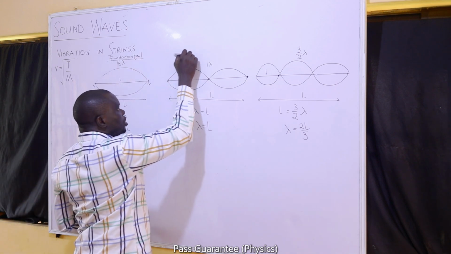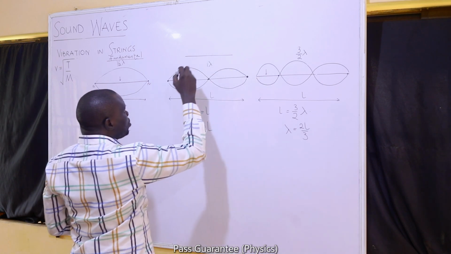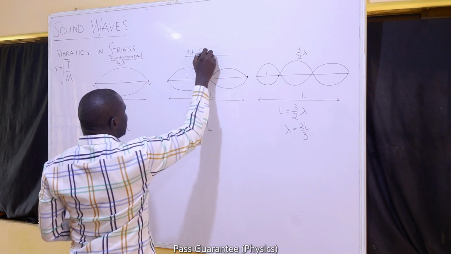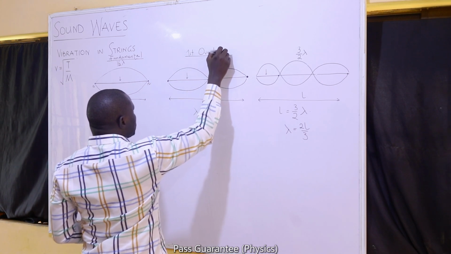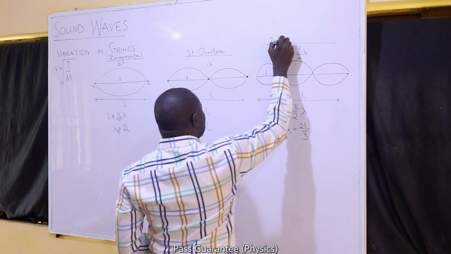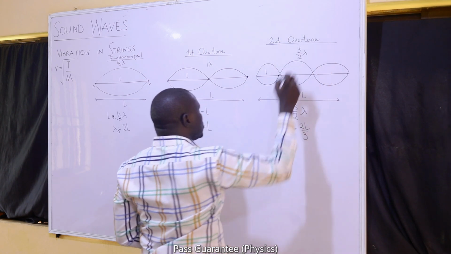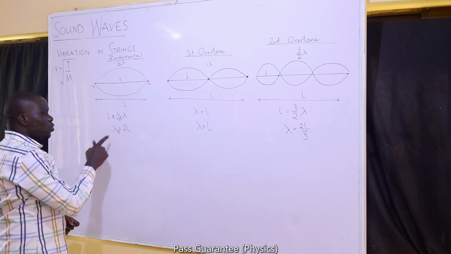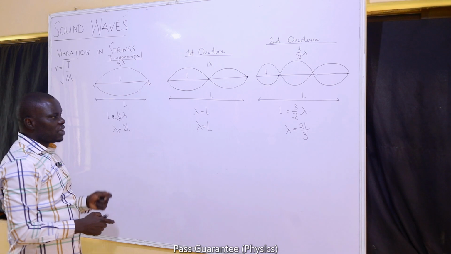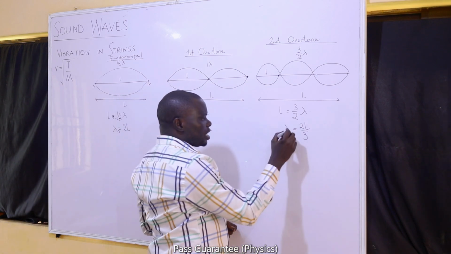All other modes of vibration that are possible after the fundamental are going to be called the overtone. This is the first overtone, the vibration of the first overtone. This is the vibration of the second overtone. So I'm going to call this the wavelength of the fundamental mode of vibration, or simply the fundamental wavelength. This is the wavelength of the first overtone. This is the wavelength of the second overtone.